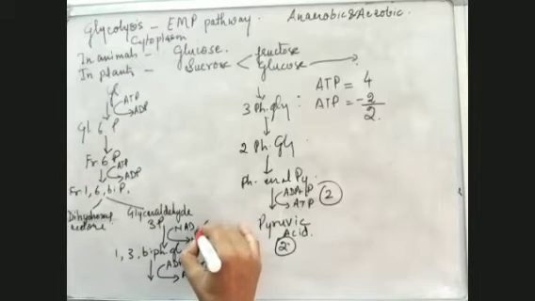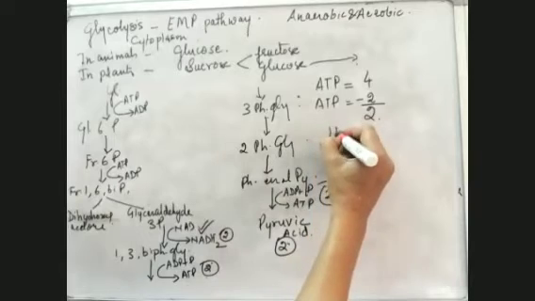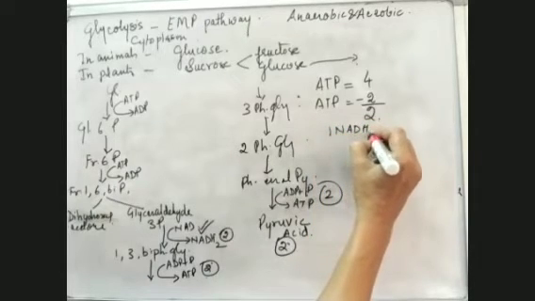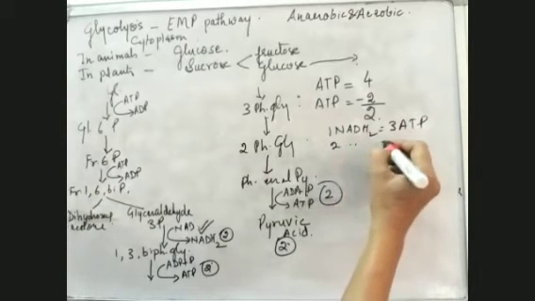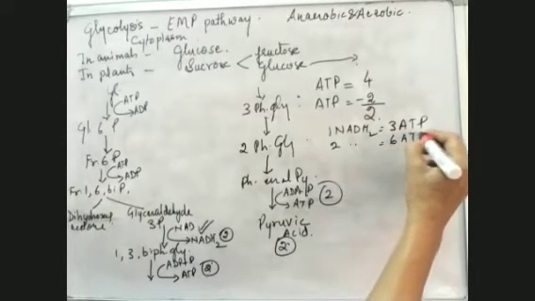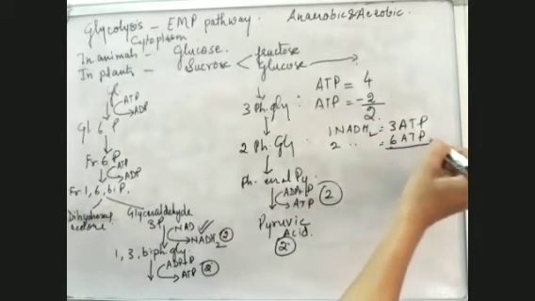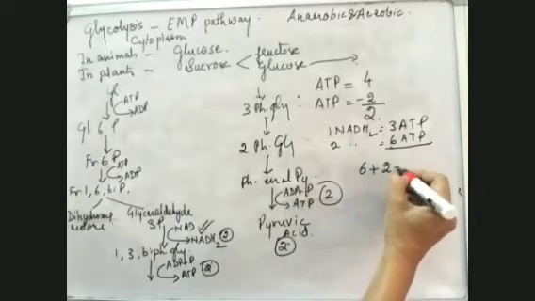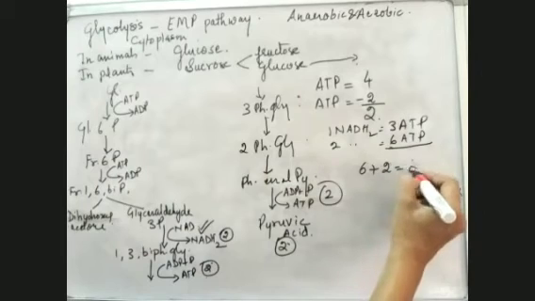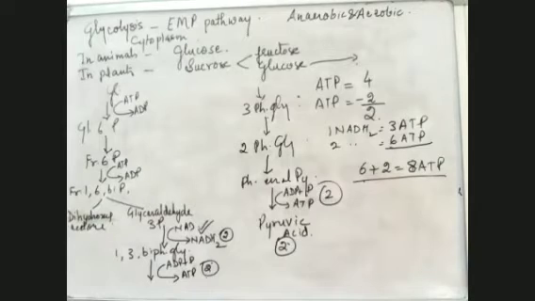But 2 NADH2 are also formed. So 1 NADH2 gives you 3 ATPs, so 2 NADH2 will give 6 ATPs. So 6 ATPs are formed here, plus the 2 of this, so 6 plus 2 is equal to 8 ATPs. So in all, during the process of glycolysis, 8 ATPs are formed.